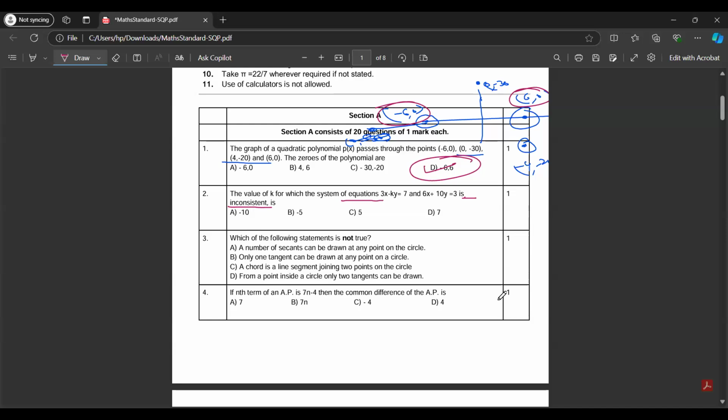Tell me. Minus 1. System is minus 1. No, ma'am. Then which system is consistent?